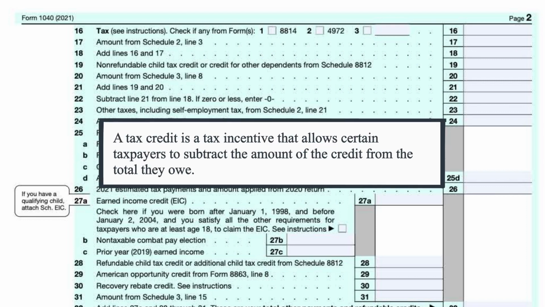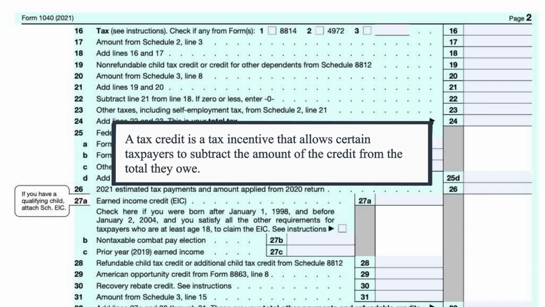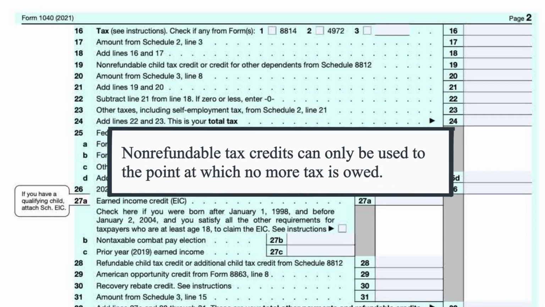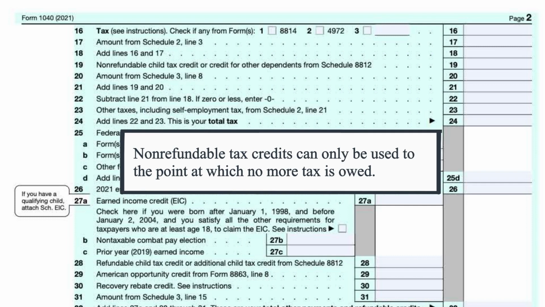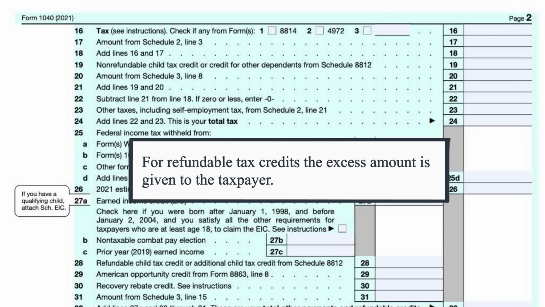A tax credit is a tax incentive that allows certain taxpayers to subtract the amount of the credit from the total they owe. Most credits are non-refundable tax credits, meaning that they can only be used to the point at which no more taxes are owed. However, some tax credits are refundable tax credits. If the credit exceeds the amount of taxes owed, the excess is given to the taxpayer.